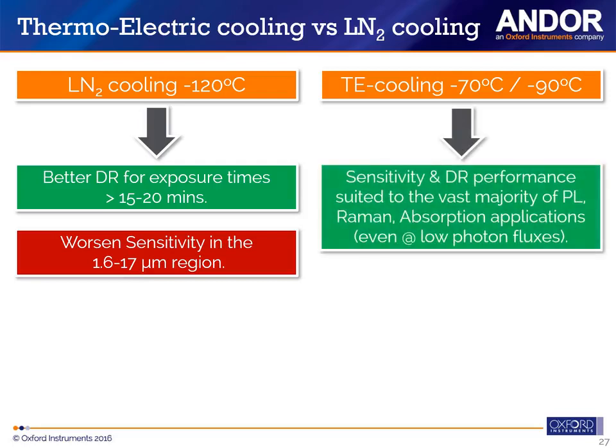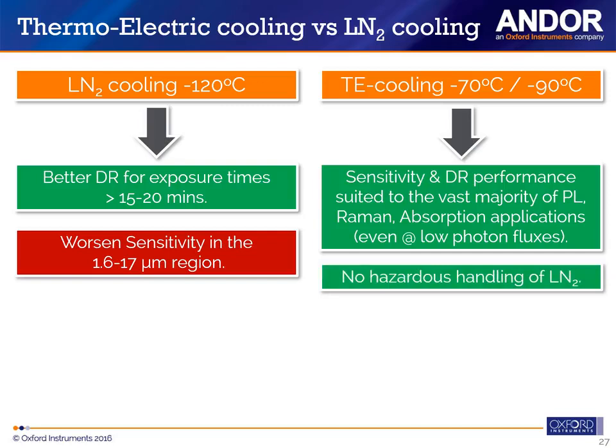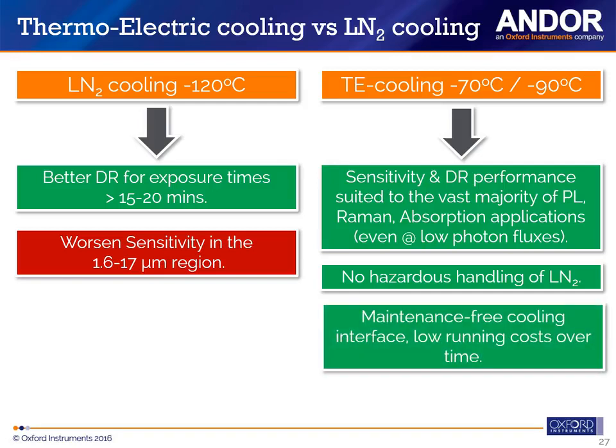On the other hand, we've seen that TE cooling to minus 70 or minus 90 degrees does a very good job for the vast majority of spectroscopy experiments in that region when it comes to photoluminescence, Raman, absorption, singlet oxygen, and so on. Even at low photon fluxes, you're dealing with experiments that are using very weak emitters. TE cooled cameras don't need any addition of liquid nitrogen. There's no hazardous handling of liquid nitrogen in a lab for this type of detectors. TE cooling is maintenance free.